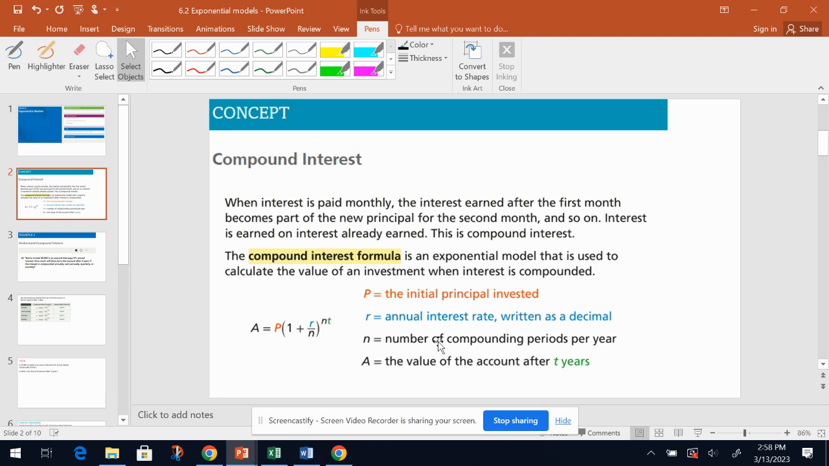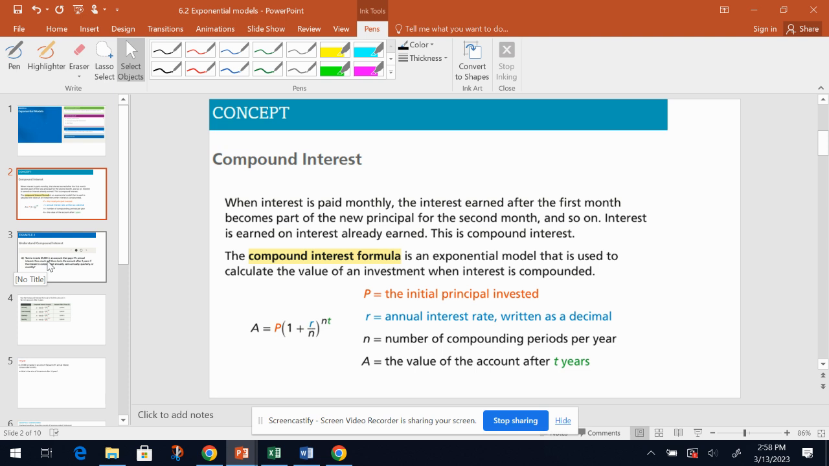n is what is new here. It's going to say compounded continuously, or compounded quarterly, compounded monthly, compounded daily. This value of n is going to change. And then t is the number of years, and A would be the amount in the account after that many years.